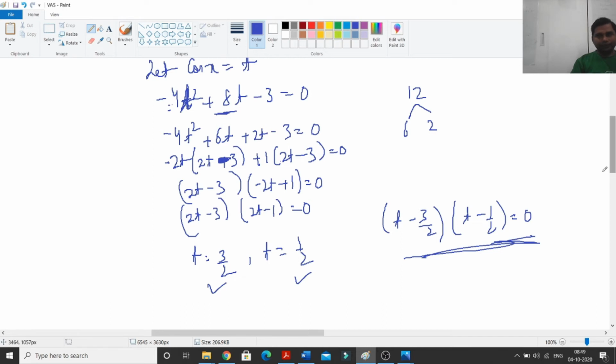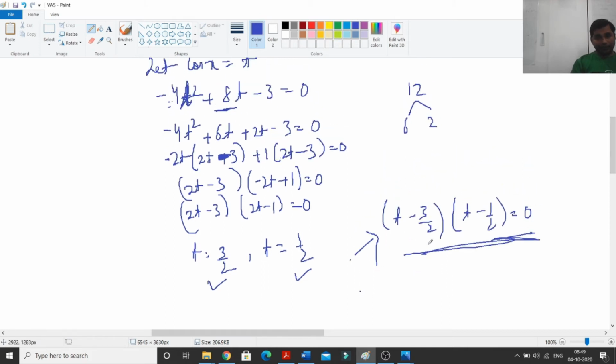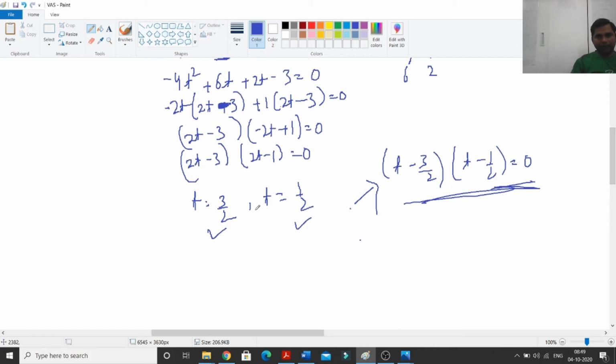So you can be smart and use the calculator to get the values, but make sure that before you write the value, you write this step. This step you must write, otherwise you can show the whole working like this. So t equals 3 over 2 and t equals 1 over 2. It means cos x is equal to 3 over 2 or cos x is equal to 1 over 2.